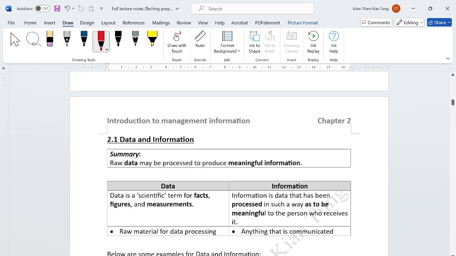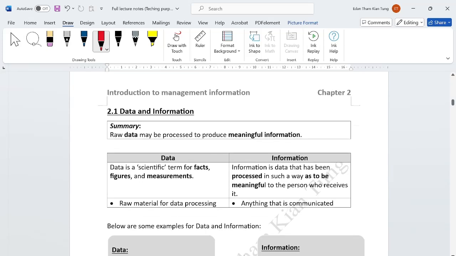No one sleepy yet, right? No. All right. Everyone's still opening your eyes. All right. Good. So first, let us start with data and information. Where is my marker?